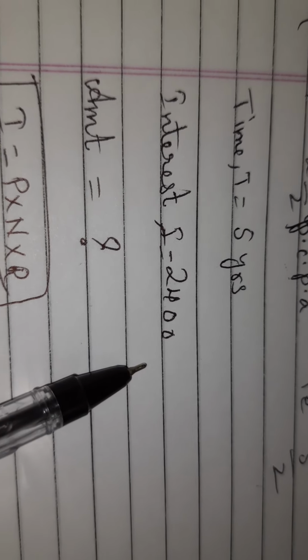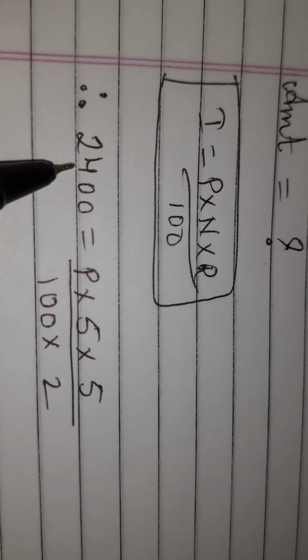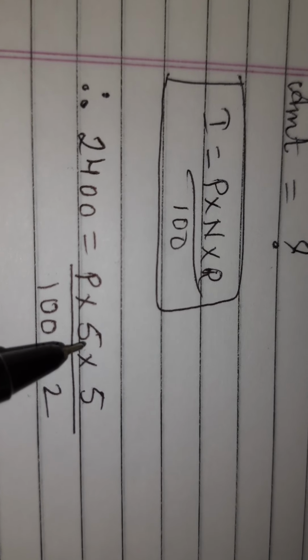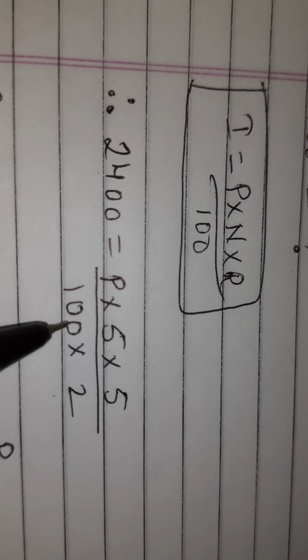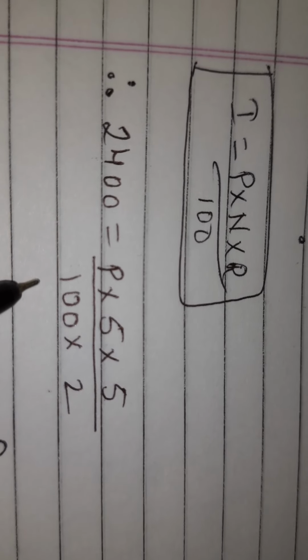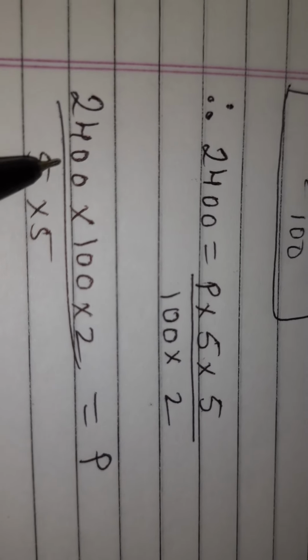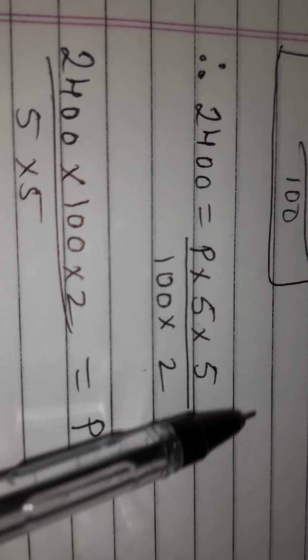Amount also we have to find out, principal also we have to find out. So what do we do? I is equal to P into N into R upon 100. Therefore interest 2,400 is equal to P into 5 upon 2 upon 100. This 5 is the number of years and this is R, 5 upon 2, and this is the formula's 100. By now you know how to write this. So 2,400 into 100 into 2 upon 5 into 5. The way you want, you can solve.